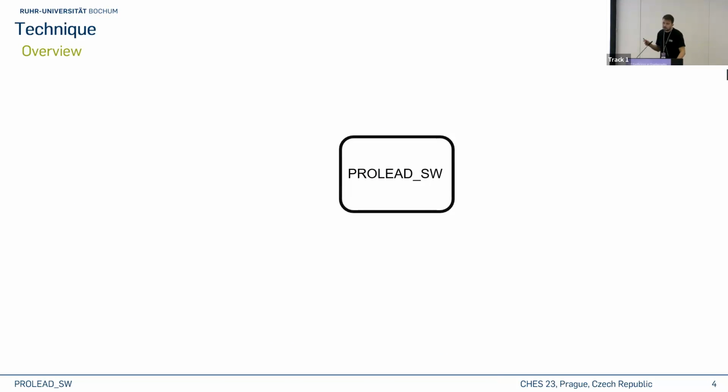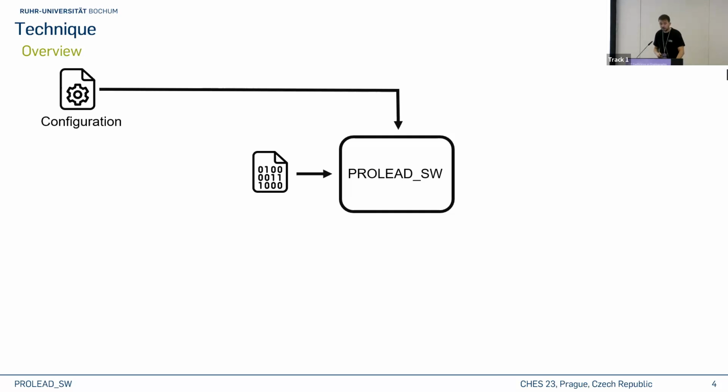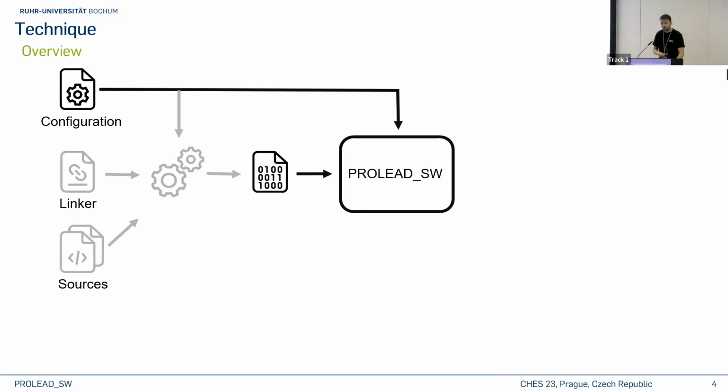Now, before we dive into ProLite software in detail, let's have a more high-level overview at first. ProLite software analyzes binaries, so you of course have to provide the binary itself, followed by a configuration file which contains all meta information about the simulation and also what kind of microarchitectural effects you want to consider. We also give the user the opportunity to just provide the source and linker files and let ProLite software internally compile the binary. In this case, you would have to specify the compiler flags in the configuration file as well.